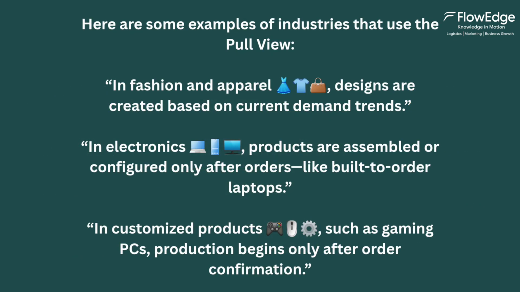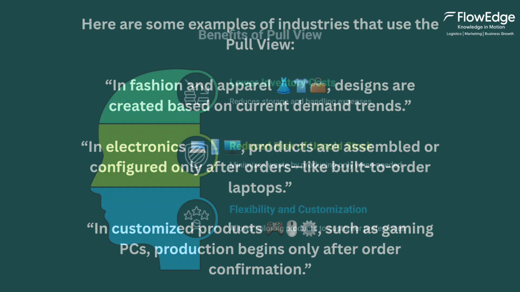Here are some examples of industries that use the pull view. In the fashion and apparel industry, designs are created based on the current demand trends. In electronics, products are assembled or configured only after the orders are received, like built to order laptops. Similarly, in the customized products, such as gaming PCs, production begins only after order confirmation.